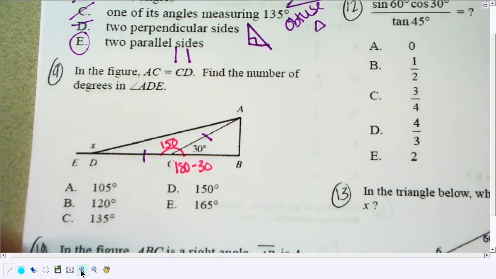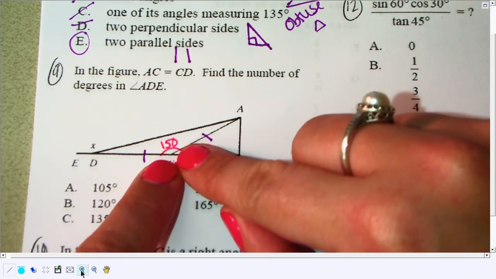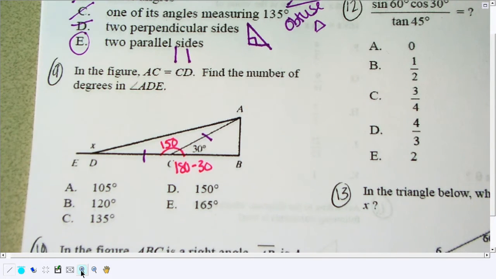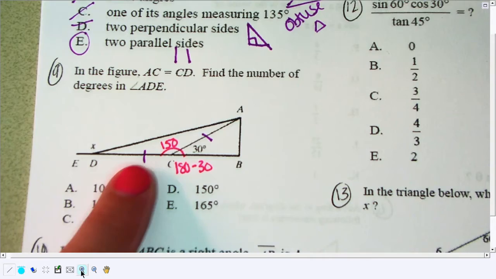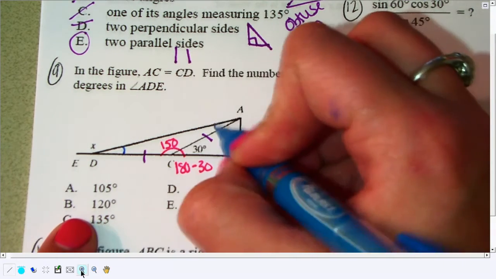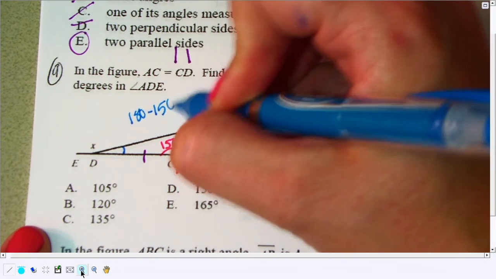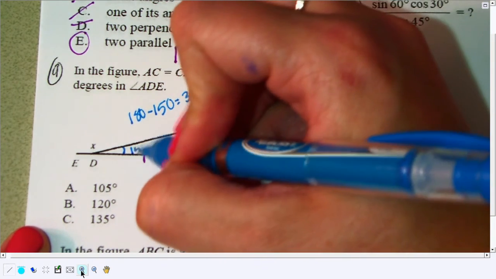Now, if I'm focusing on this triangle over here, because my goal is eventually to get to X, that triangle has to add up to 180 degrees. It is also isosceles because it has 2 congruent sides, which means it also has 2 congruent base angles. So what I'm going to do is 180 minus 150 is 30, but then I have to divide that 30 in half, which is 15.